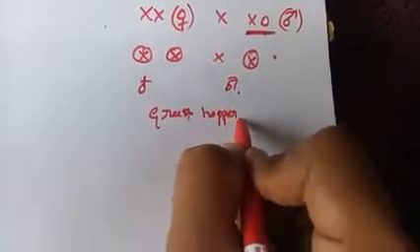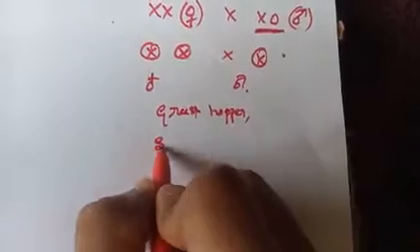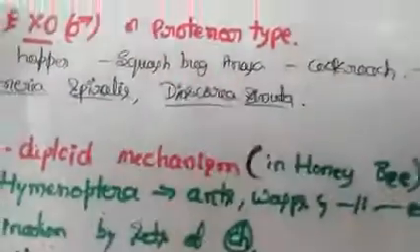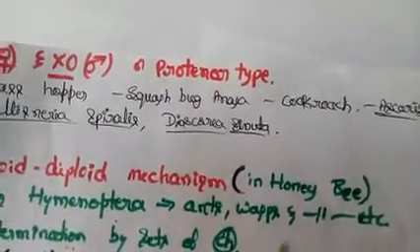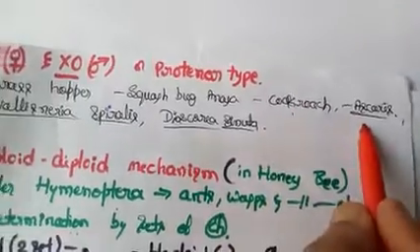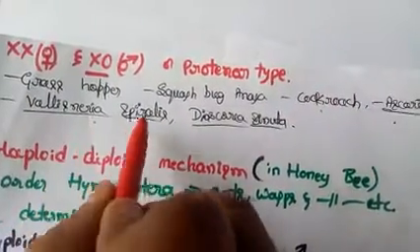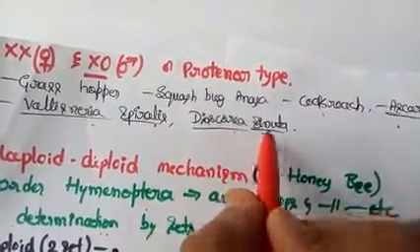This type of sex determination can be seen in grasshopper, squash bug Anasa, cockroach, Ascaris, and some plants like Vallisneria spiralis and Dioscorea sinuata.